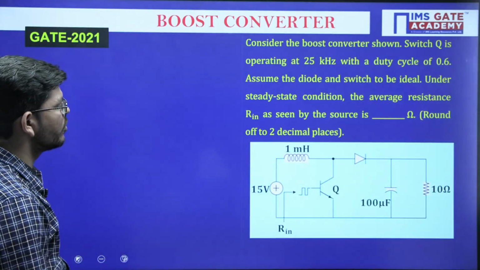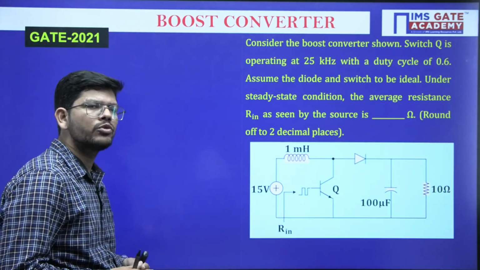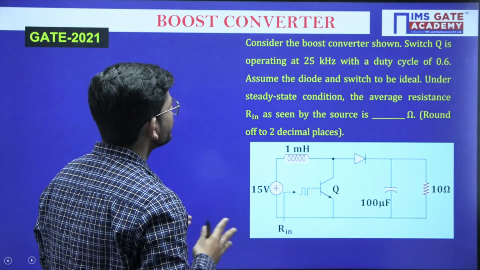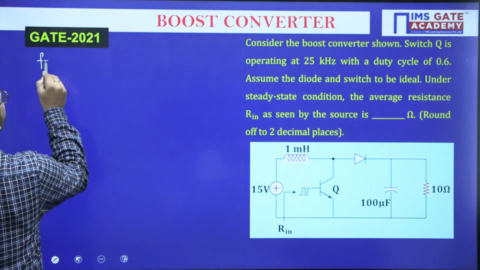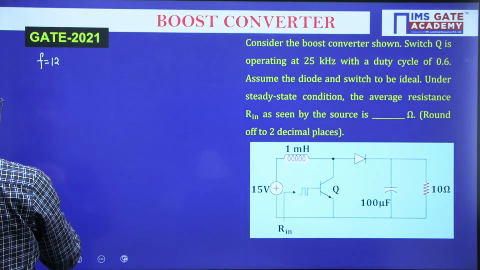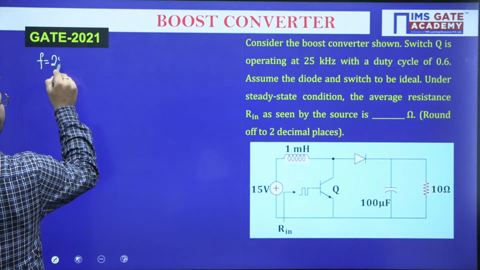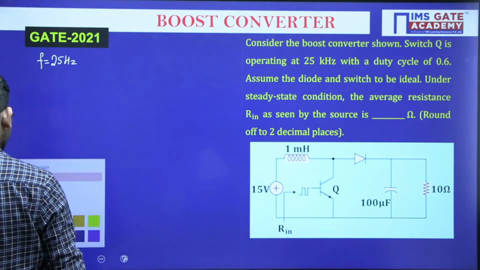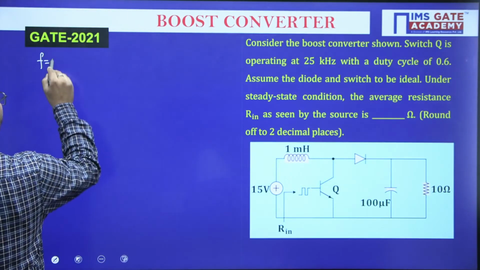Just see this particular question. Consider the boost converter shown. So this is the boost converter shown to us. All the values are also given. Switch Q is operating at 25 kilohertz. So what is given to us? We have been given that the frequency is 25 hertz. That's fine. Not hertz, it's kilohertz. So the frequency given is 25 kilohertz.